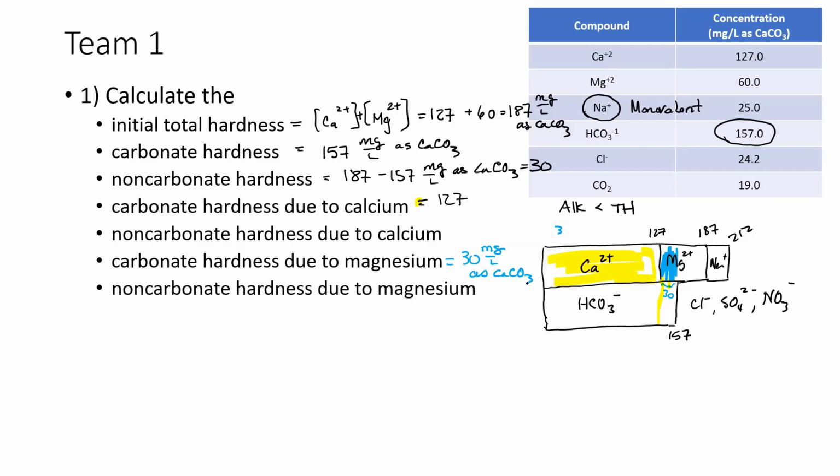Okay, so that's the carbonate hardness due to magnesium. The non-carbonate hardness due to calcium is equal to 0. And then the non-carbonate hardness due to magnesium is what's remaining. So do that in green, and that is 30 milligrams per liter as calcium carbonate. Okay, so that bar graph is helpful in order to think through how these ions are distributed, and therefore helpful in the next step in terms of determining what reactions will actually occur.